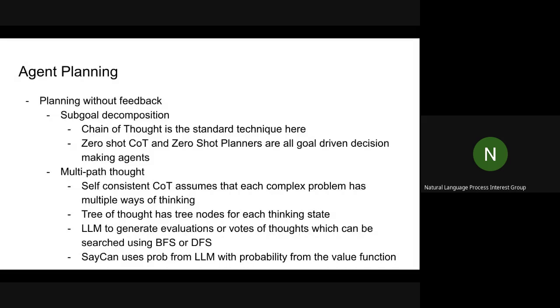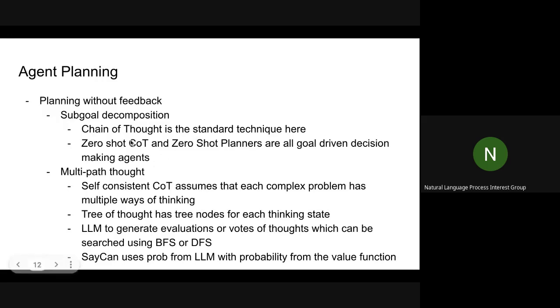Without feedback is like your general chain of thought, right? This is probably the most prevalent by orders of magnitude. You say let it think step by step, etc., and it comes up with a thought, an observation, a plan, and then feedback is like the four main steps of it. So each of these three: chain of thought, zero shot chain of thought and zero shot planners. These are the most popular ones here, and they're all goal-driven decision-making agents.